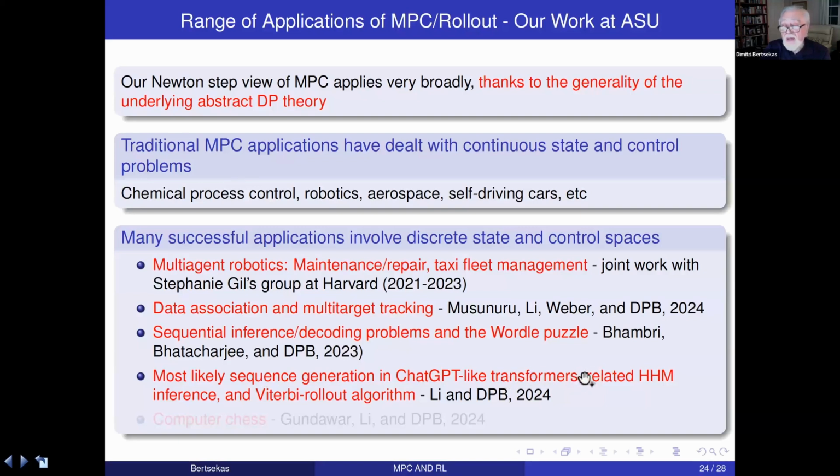There's also a very important related class of problems dealing with HMM inference and the Viterbi algorithm. And we have an algorithm which we call Viterbi rollout that's much easier to execute, much less computationally demanding than the Viterbi algorithm. And this is joint work with Yuchao Lee and myself.